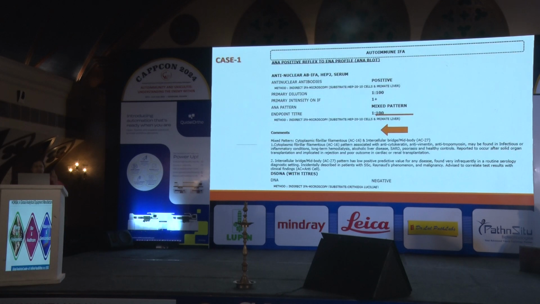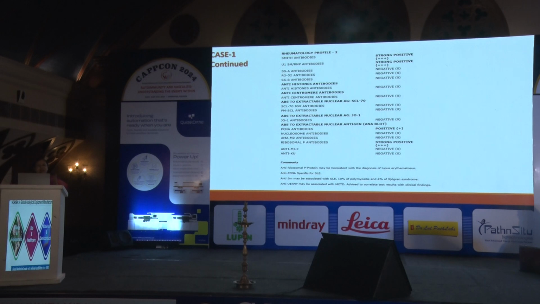Now, coming to a case, this is a very interesting case where we got a mixed pattern with an intensity of only 1+ at a primary dilution of 1:100, which points towards a cytoplasmic fibrillar intermediate filament AC16 and a mid-body AC27. We always tend to give a negative report for this type of thing, but when we did the dsDNA, it was negative. Following, when we did the ENA profile, you see here, Smith antibody is positive, which is consistent with SLE.